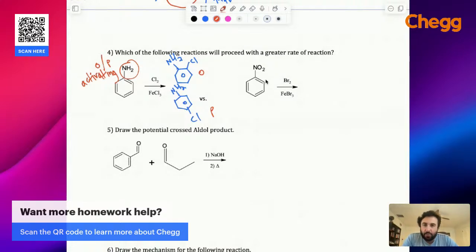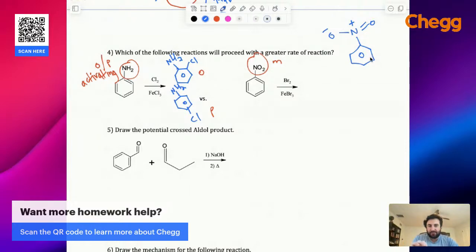So now let's look over here. We've got nitrobenzene, and we're going to do a bromination. It's the same conditions as chlorination, we just swapped out every chlorine atom for a bromine atom. And we know that this guy is a meta director. The nitro group is electron withdrawing because it's got a positive charge on that nitrogen atom. So if we have a positively charged nitrogen, it's going to be withdrawing electron density from the ring in an effort to stabilize the positively charged nitrogen atom.